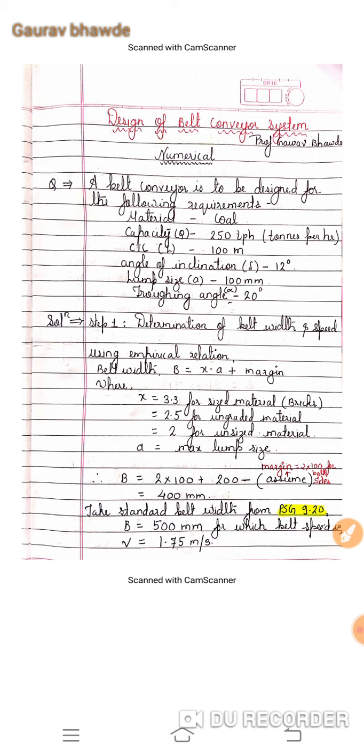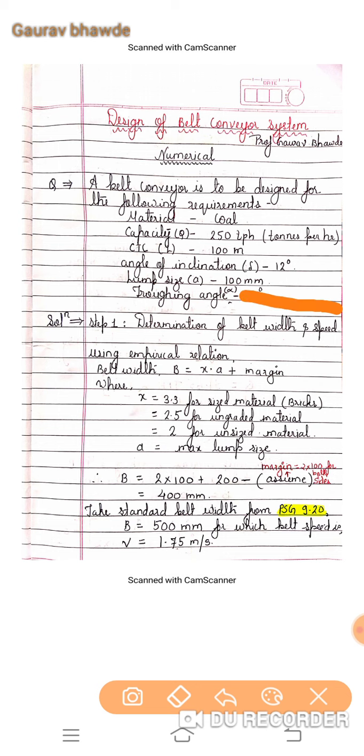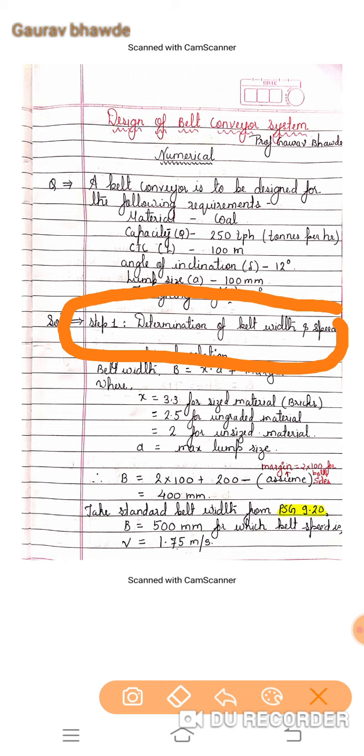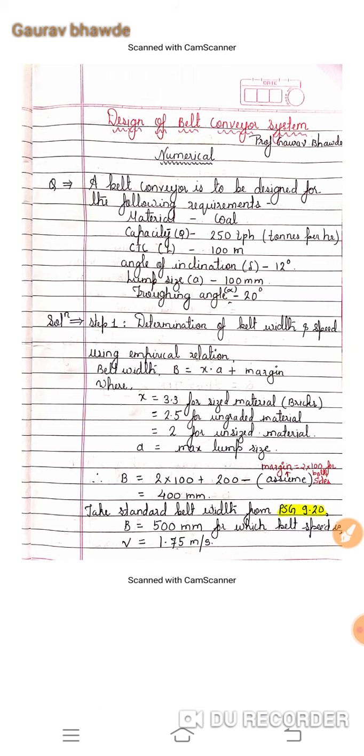Now we are going to see the solution step by step, which will also give you the overview of design procedure of conveyor belt system. So step 1 we are going to see is determination of belt width and speed, using empirical relation for belt width.